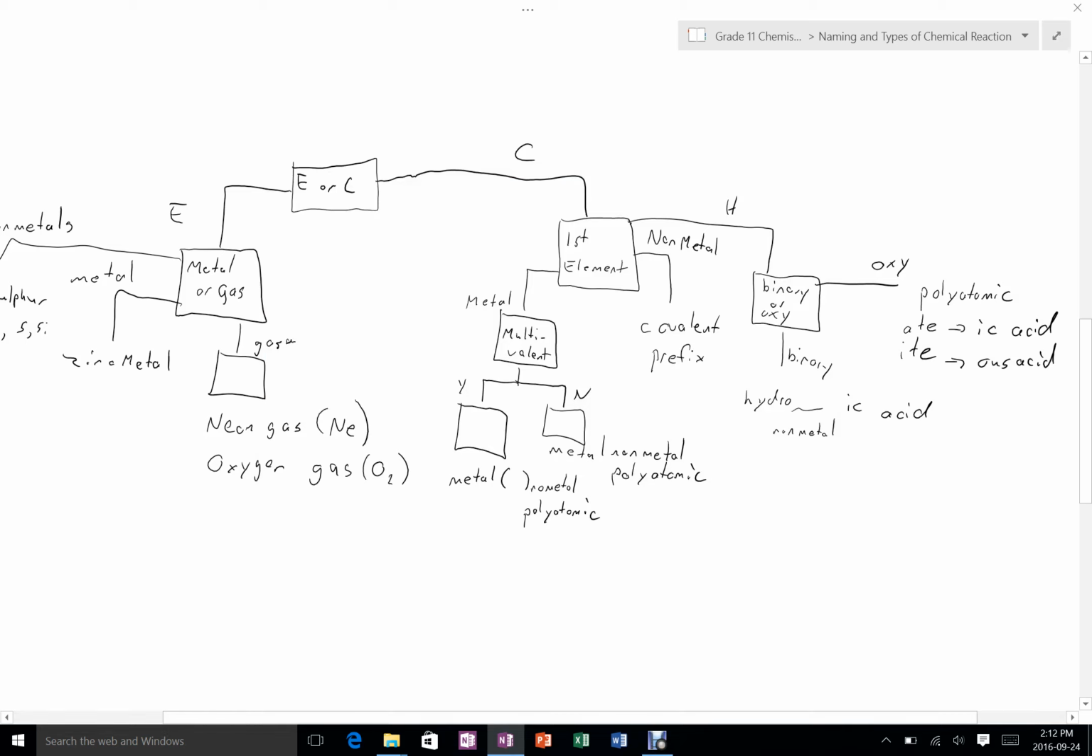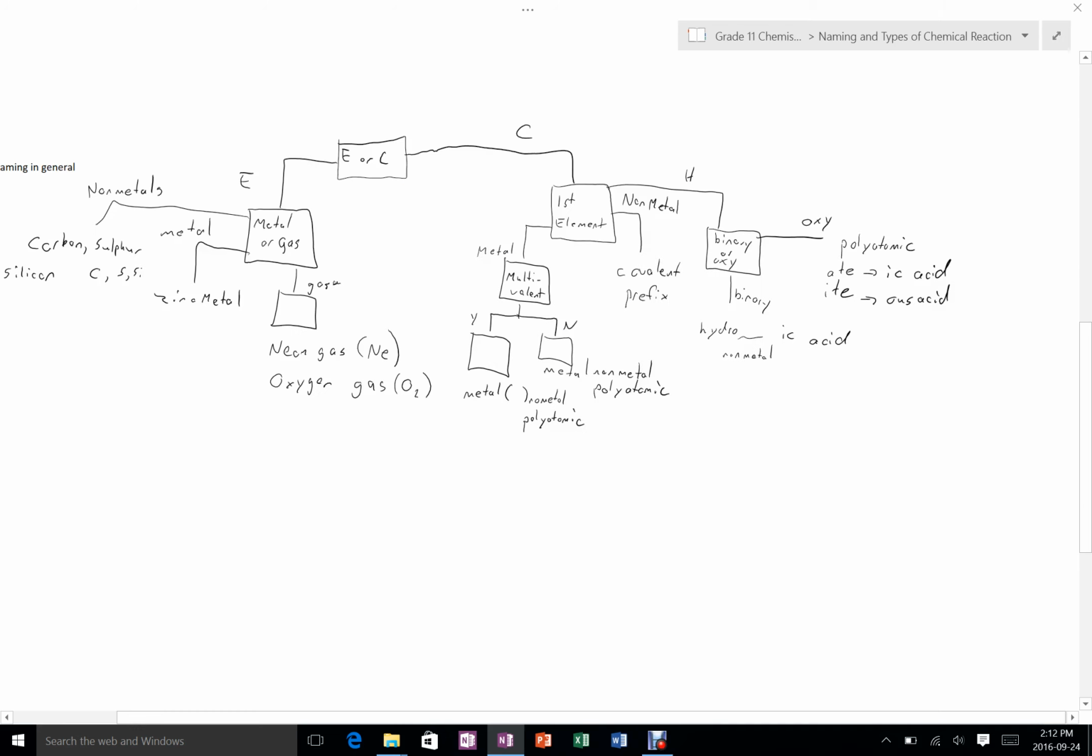There's our big chart that shows us all how to name stuff that we've learned so far. So step number 1, element or compound. If it's an element, then we can just name nonmetals with their name: carbon, sulfur, silicon. They don't need anything else. If it's a metal, we go zinc metal, gold metal, copper metal, iron metal, something like that. And if it's a diatomic gas or a noble gas, then we say the name of the element, gas. So neon gas, oxygen gas, fluorine gas, hydrogen gas, something like that.